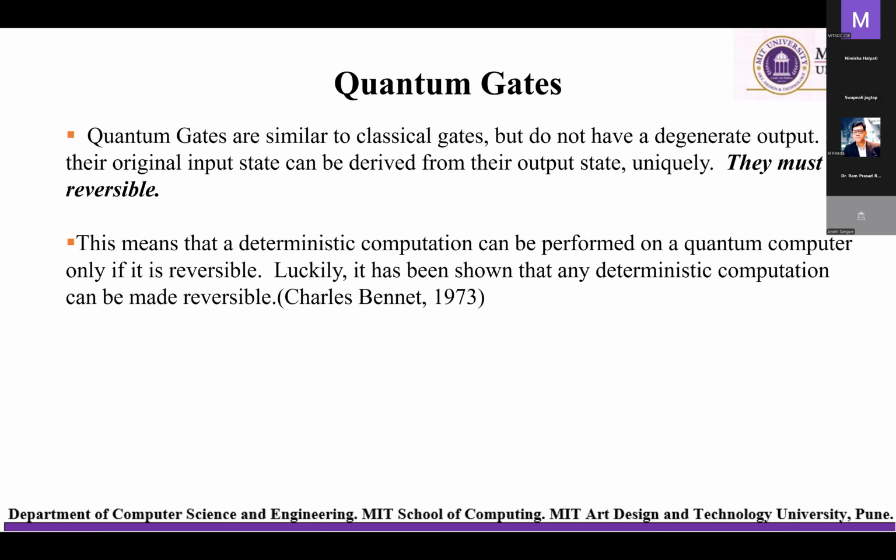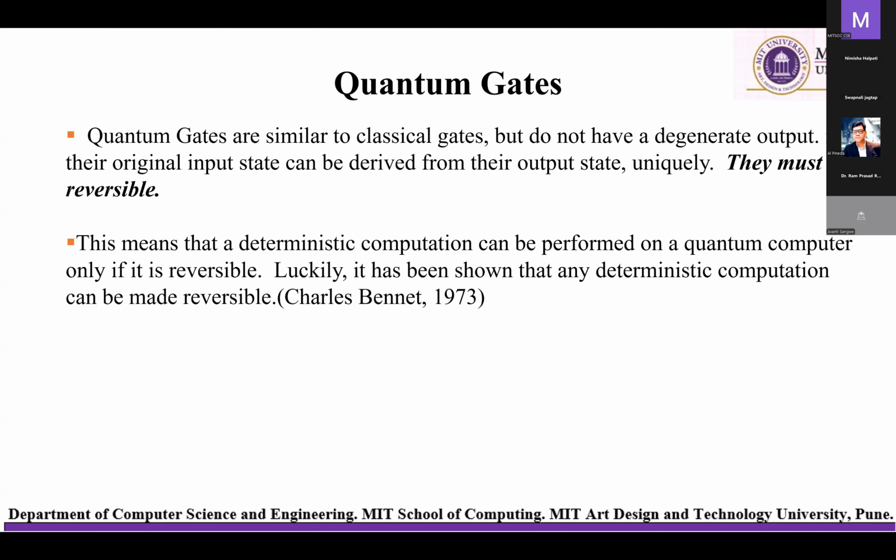Quantum gates are similar to classical gates in that they manipulate qubits, but they differ in an important way. Quantum gates do not produce a degenerate output. This means that for any output state, the original input state can be uniquely derived. This property is essential for quantum computing as it ensures that the operation is reversible. Reversibility is a key feature of quantum gates, and it is necessary for performing deterministic computations on a quantum computer.